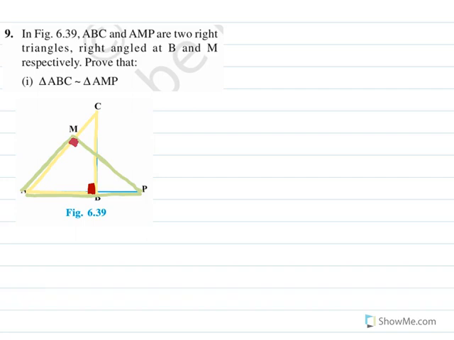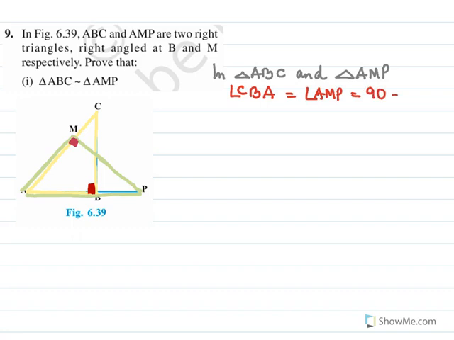We already have one pair of angles that are equal, that is angle M equal to angle B equal to 90. So in ABC, the angle CBA equal to angle AMP equal to 90. This is given. So one angle. Let us see which is a common angle. If you look very carefully, you find this angle is common to both the triangles.